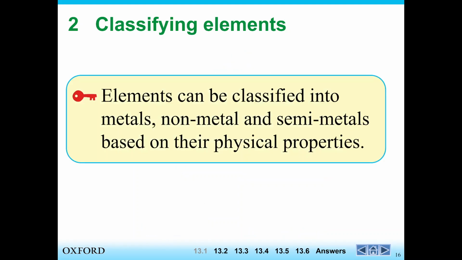Okay, so here, as I said, our focus is on elements. They could be categorized or classified into three groups. The first one, metals. The second one, nonmetals. And finally, semimetals. And how do we know that we could classify into these groups? It's based on their physical properties, and you'll learn 8 physical properties, 8 of them.